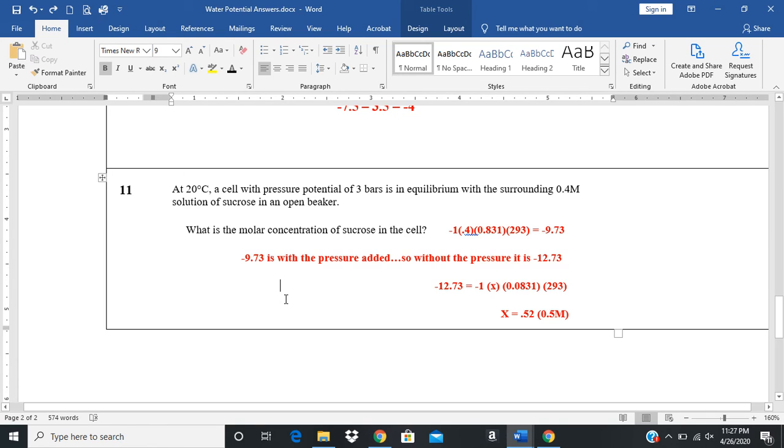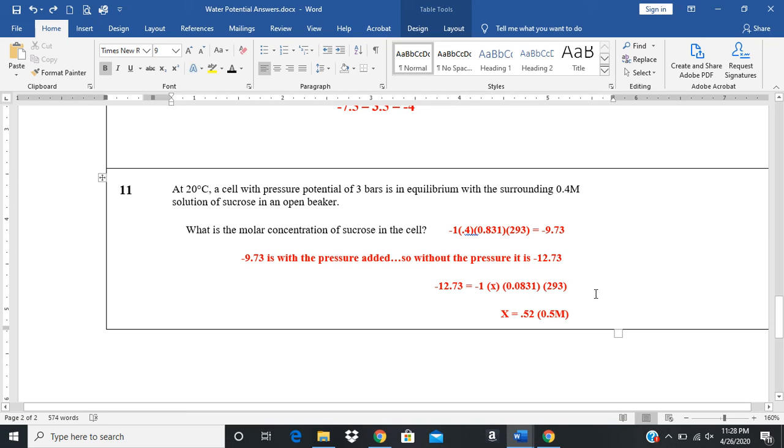Okay, so now we have to figure out, if our cell is normally negative 12.73 without pressure added, remember the pressure that's added raises the potential. Okay, so without pressure, we lower it. So this is what our solution is. So that's inside of our cell. Okay, we're just going to go with the assumption negative 1 and everything else is constant. So we have to solve for x. So if you multiply these out, divide by 12.73, x is equal to 0.52.